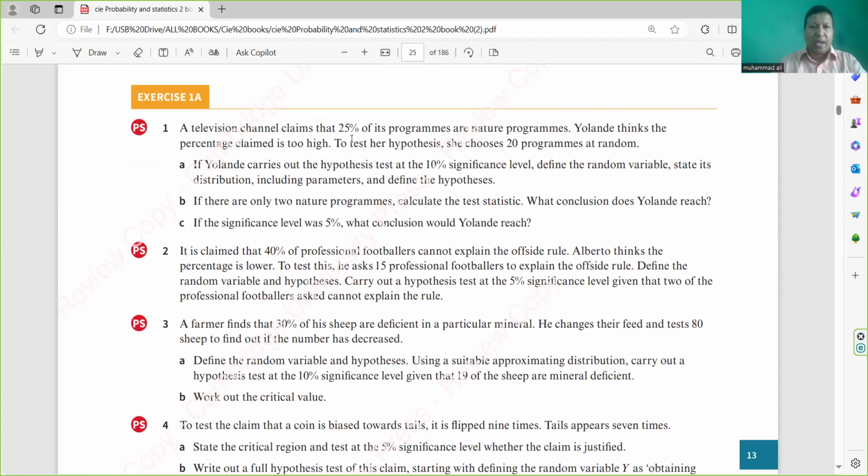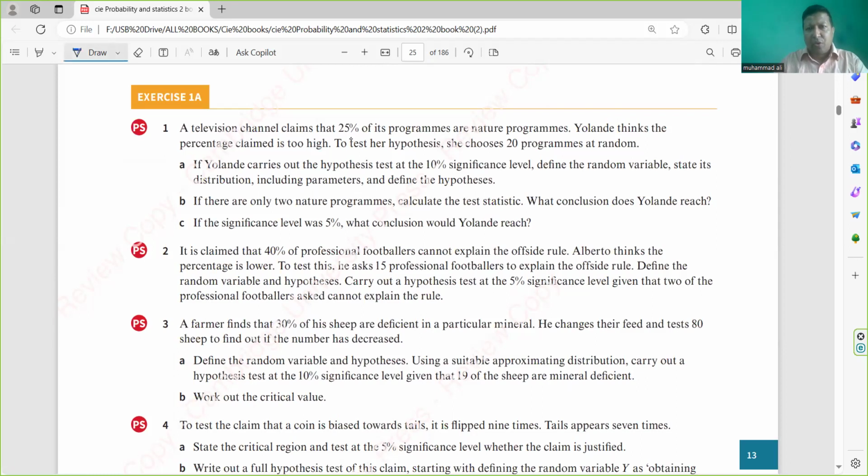B: if there are only two nature programs, calculate the test statistic. What conclusion would you then reach? C: if the significance level was 5%, what conclusion would you then reach?